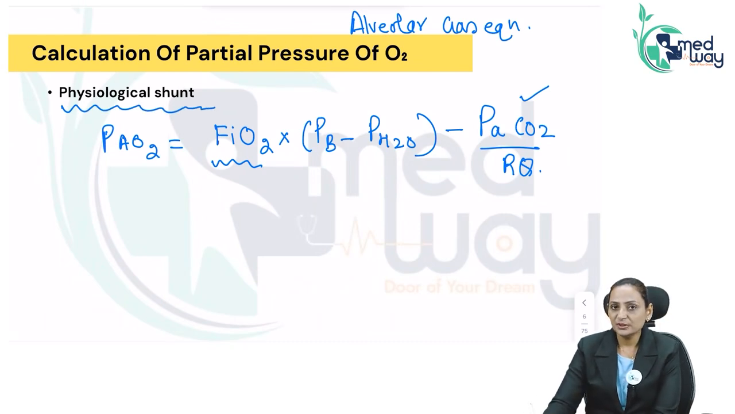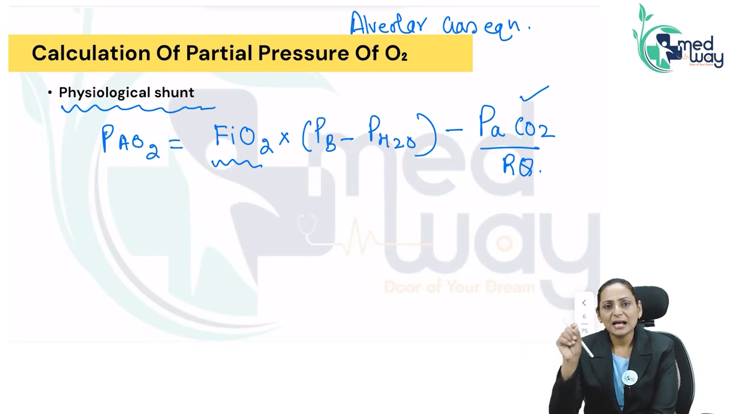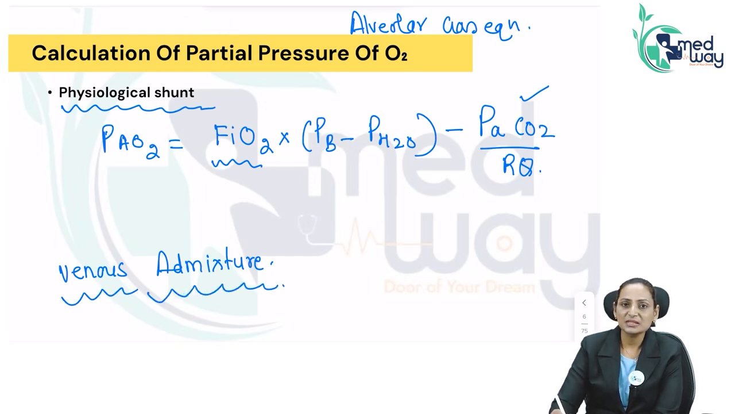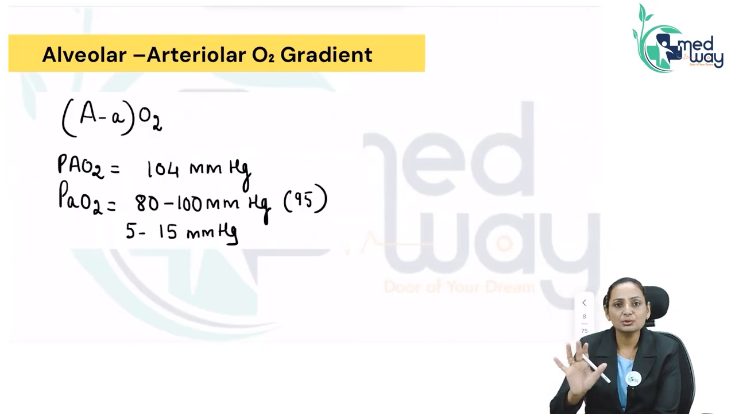There are certain veins like the Thebesian veins and the bronchial veins, which empty their deoxygenated blood into the pulmonary veins. We know that the pulmonary veins are the only veins which are carrying oxygenated blood. So these Thebesian and bronchial veins empty into the pulmonary veins and bring about some amount of venous admixture. That is what is responsible for decreasing the arterial oxygen from 104 to 95 when we take a blood sample, which is perfect and absolutely normal.